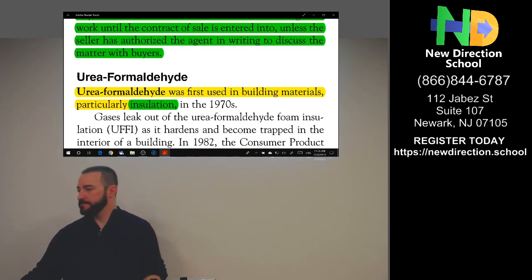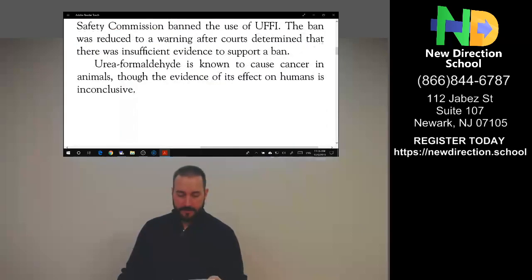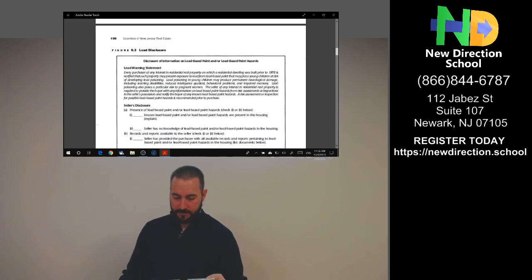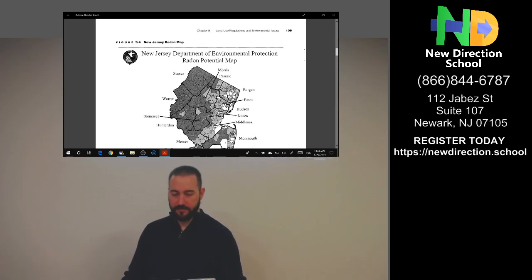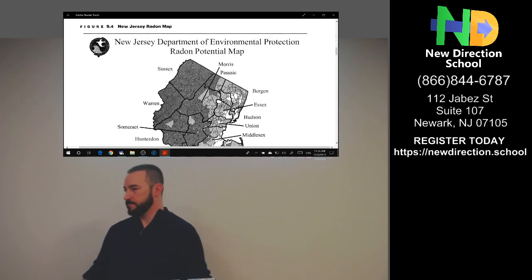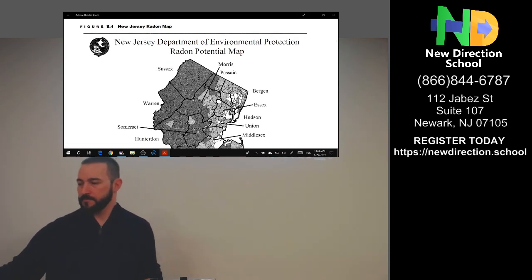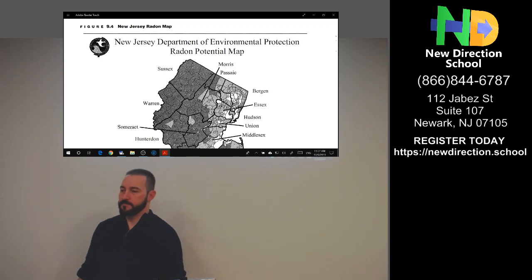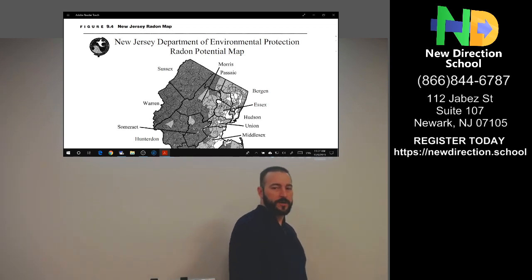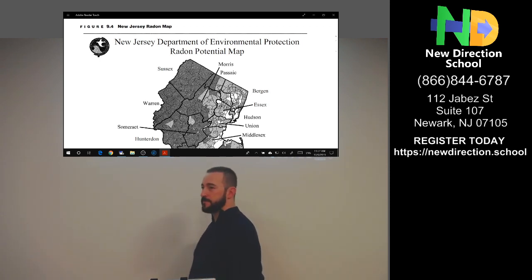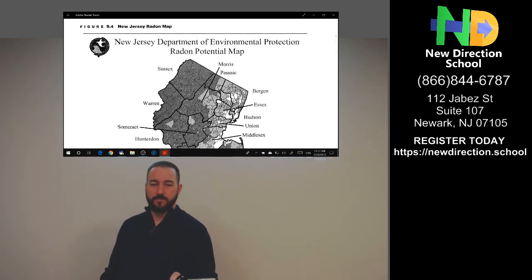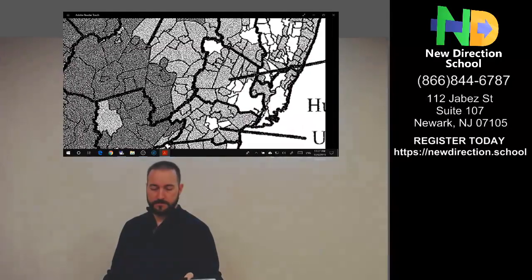All right, so I'm just going to show you here real quick. This is radon on page 109. You see it? Look where we are. Is it lighter or darker? Not too light, not too dark.